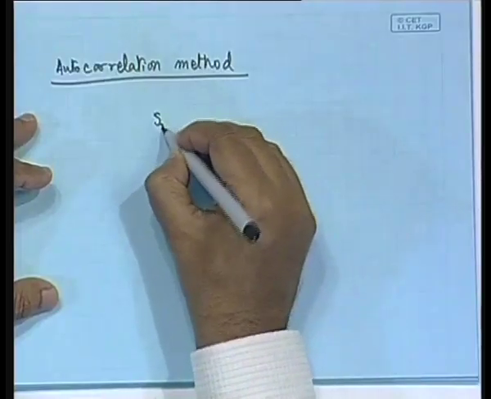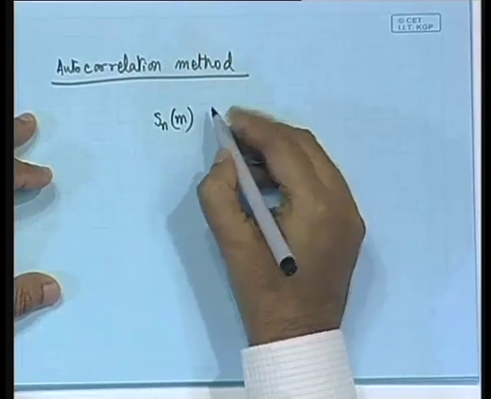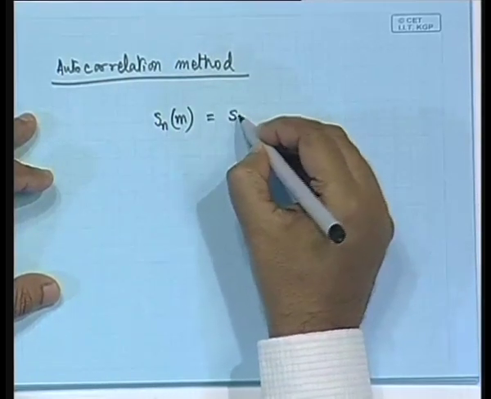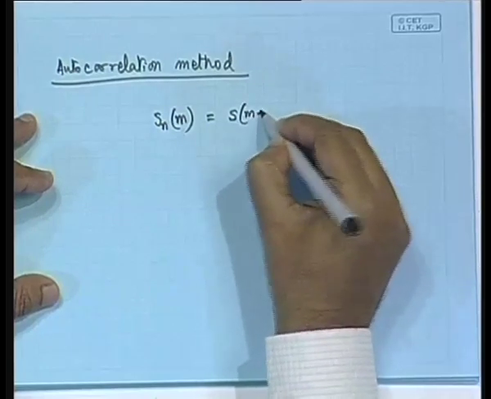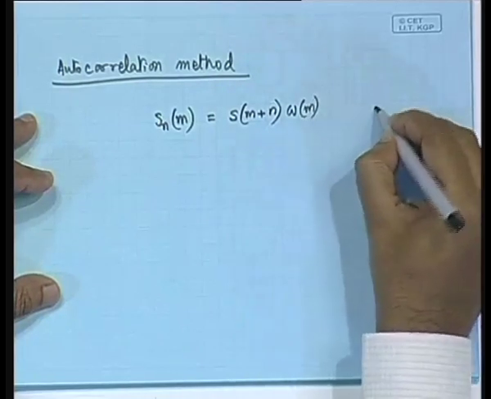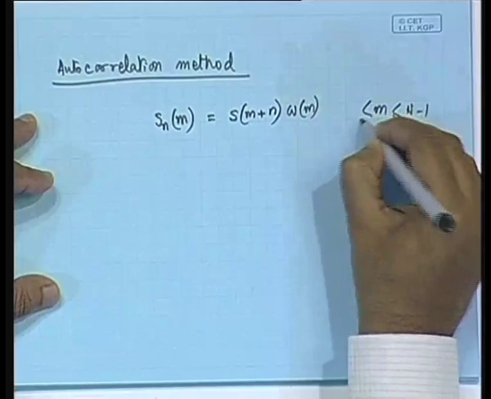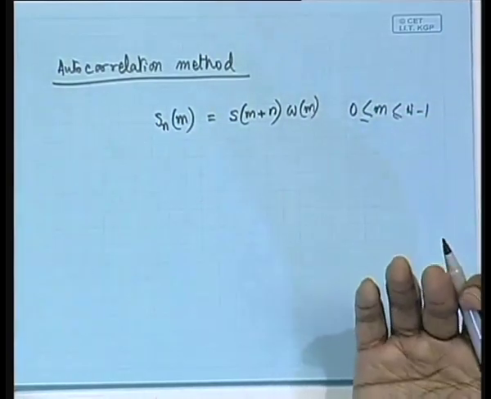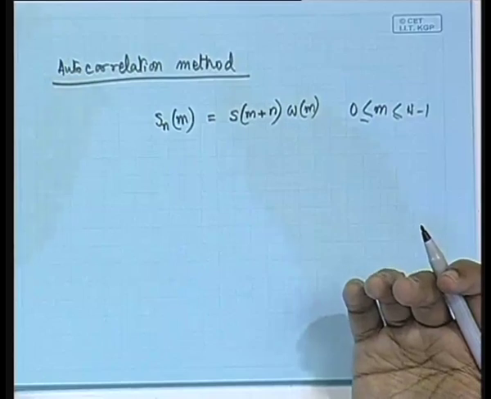But actually, whenever we are computing, it is a finite segment that we have to take, which means that we will be multiplying the segment that we are taking by some windowing function. So, we define this sequence itself as the original sequence S of m plus n into W of m, where m lies between 0 and N minus 1. So, W of m, as you already know, is our windowing function.